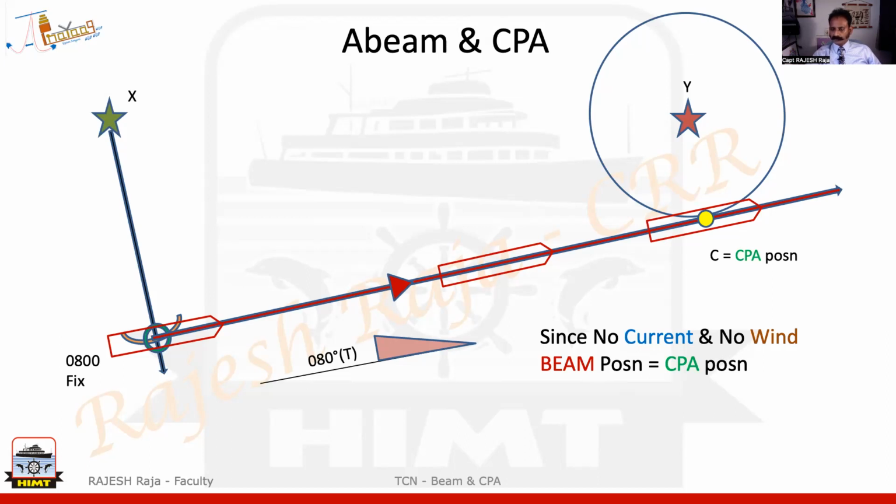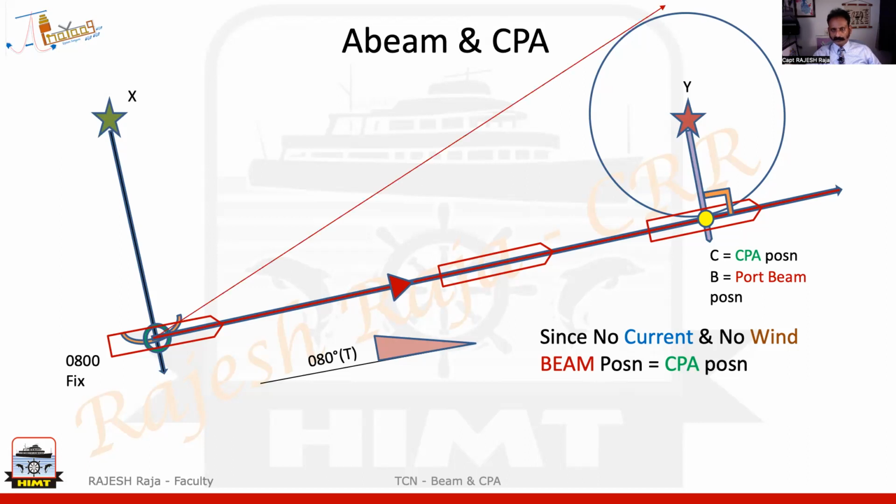The course in which you are traveling, where your position is, if you draw a 90-degree to that, that is what is called CPA. But at the same time, you have a fore and aft line. You draw a 90-degree to the fore and aft line, then that is called beam. And both of them are exactly same here. So this is one of the easiest simple examples to compare beam and CPA, with no environment.